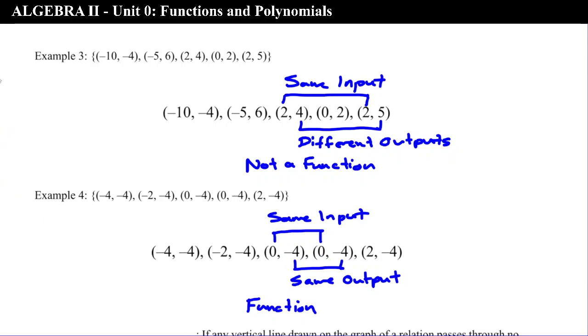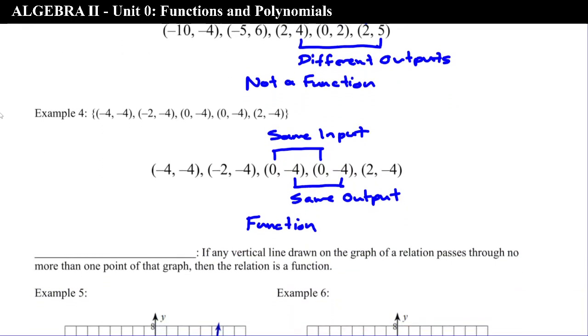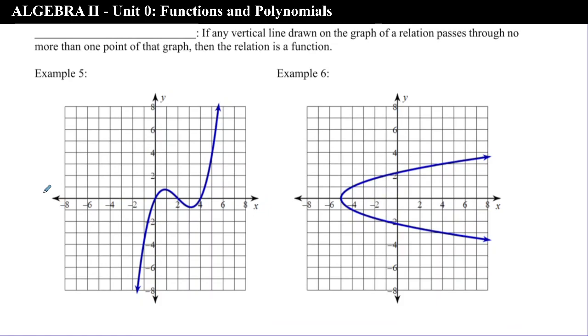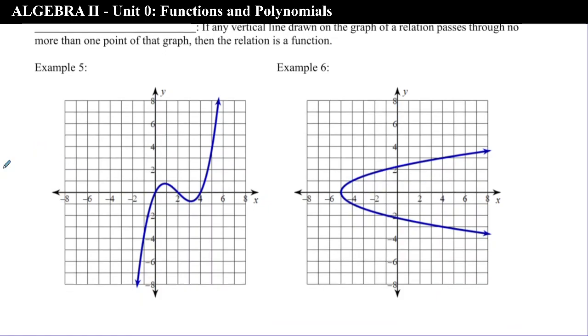So that is how to determine within a set of ordered pairs whether or not we have a function. Now, to determine if we have a function when looking at a graph, I feel like this is an even easier task, because we have a test that we can run, and it's called the vertical line test.